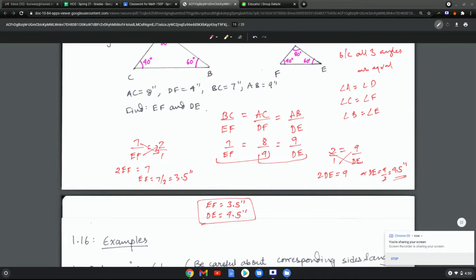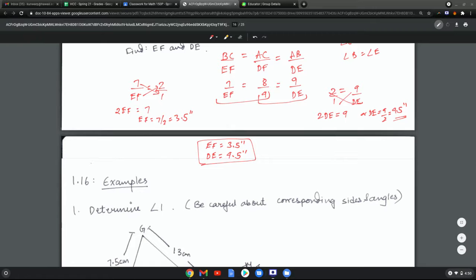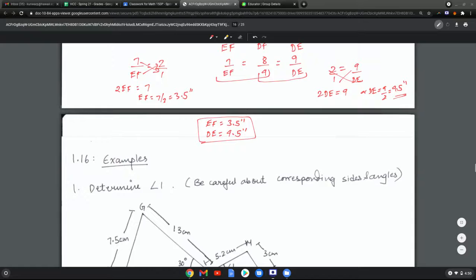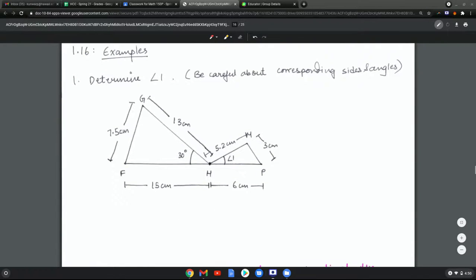In the previous video, we looked at two different ways of comparing shapes, congruent and similar. Congruent means it's exactly the same. Similar means it's not exactly the same, but it has the same proportions. An example: determine angle 1.